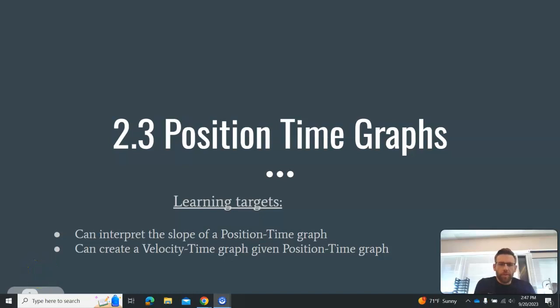Hi everyone. So the goal of this video is to look at position time graphs. Now this is an advanced topic for one of our learning objectives, but for anyone who's shooting for an A and really wants to better understand position time graphs, this is what the video is for. I want you to be able to interpret the slope of a position time graph, and then can you create a velocity time graph given a position time graph?